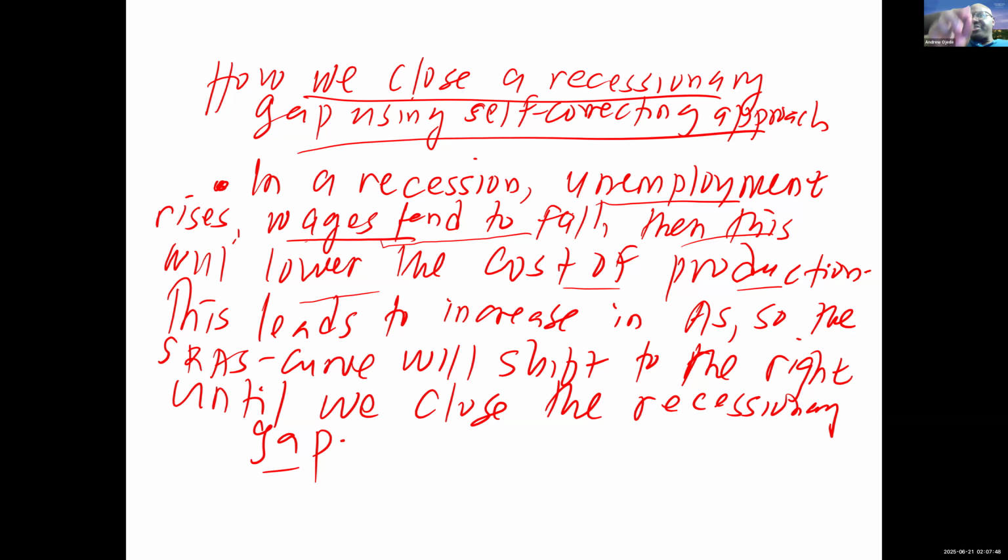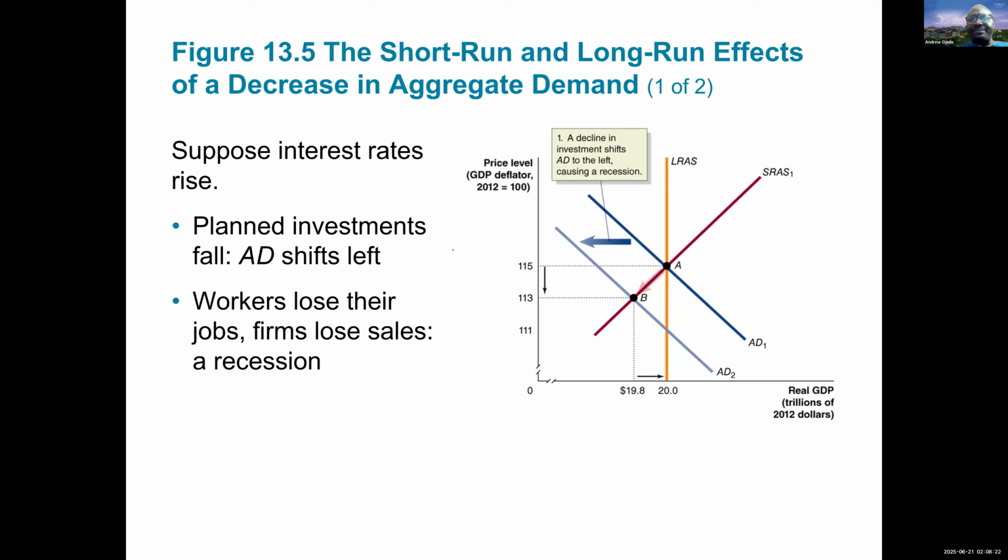So anytime there's a recession, according to these economists, unemployment is going to go up and wages will fall in a recession because when many people are looking for work, lining up for work, employers tend to cut wages. As wages go down, that's going to lower production costs. And when cost of production is going down, that's going to prompt companies to start producing more output. So the aggregate supply curve is going to shift to the right, and it's going to shift gradually until we close the recessionary gap. So let me draw the graph here to show you what is going to happen.